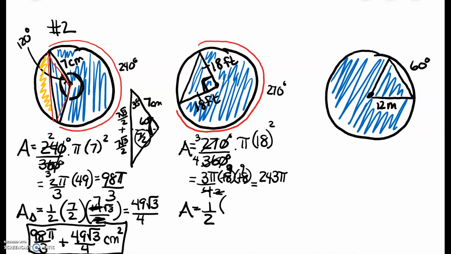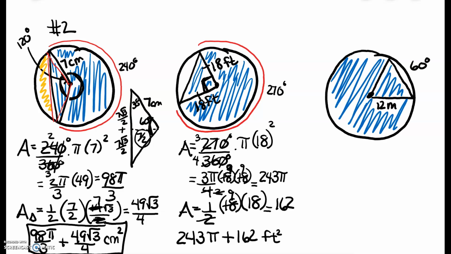The area of my triangle is going to be 1/2 times the height times the base, and I can reduce that. So I have an area of 9 times 18, which is 90 plus 72, is 162. And now all I have to do is add these two areas. So when I add the area of my sector to the area of my triangle, I get that. And that is the exact answer, and that will be in feet squared.